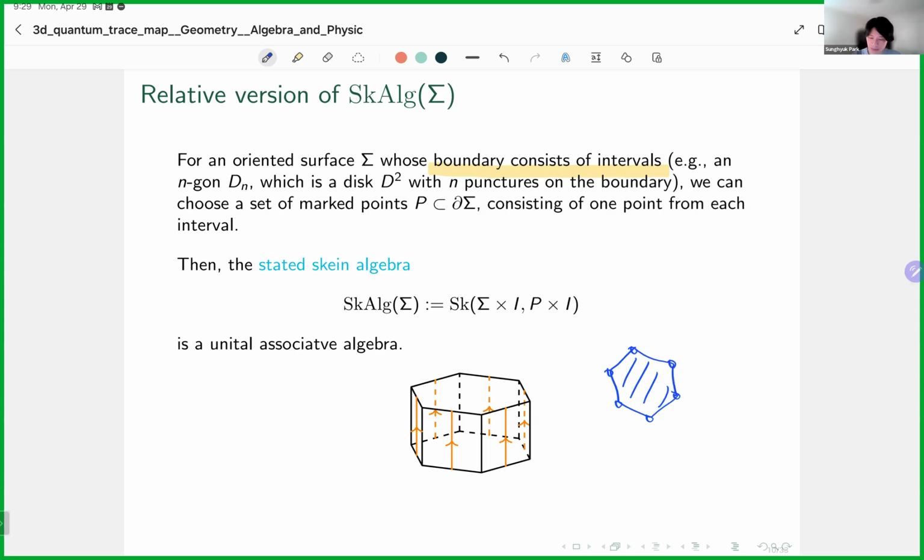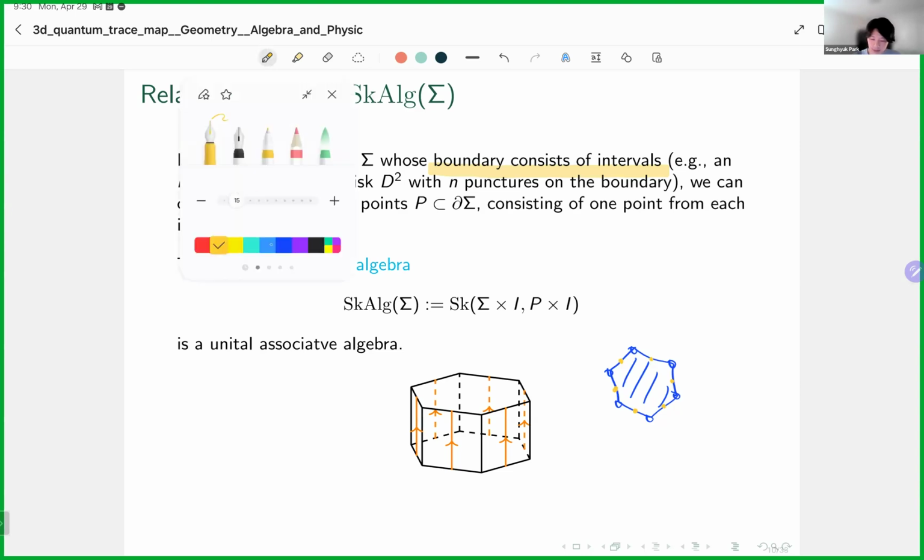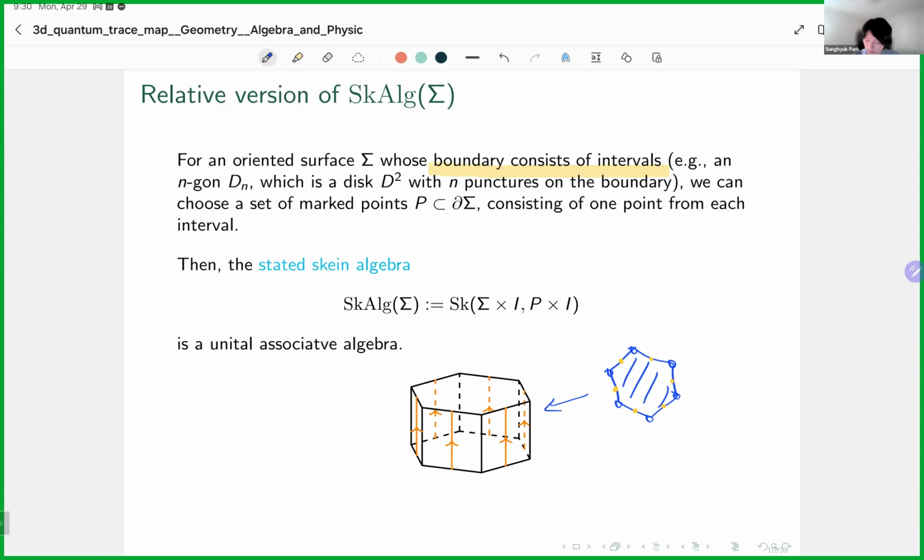Then we can choose a set of marked points consisting of 1 point from each boundary interval, something like this. And then we cross with the interval I, and those marked points on the boundary become intervals. We orient them all, say, in one direction. Then this is a boundary marked three-manifold, so we can define the stated skein module.